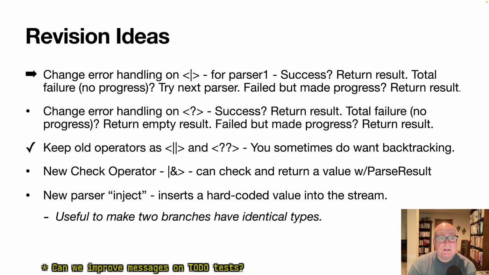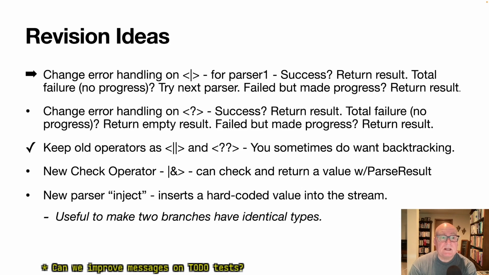The second one is the optional operator, and we're going to do something similar. If it's successful, return the result. If it makes no progress, return an empty result, which is a success. And if it makes progress but it fails, then return that failure result. So again, it'll help us: if something got partway through an optional, we'll record it as an error.